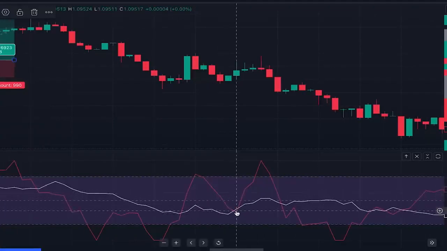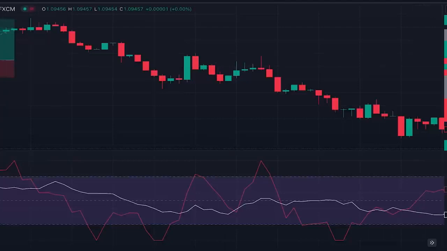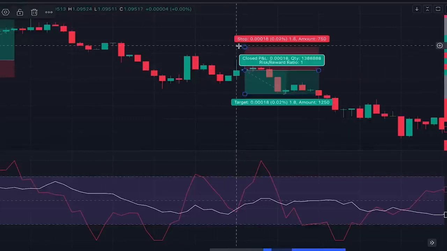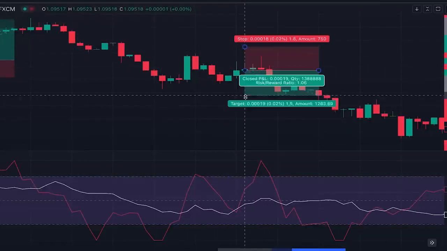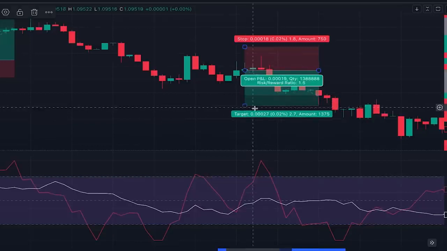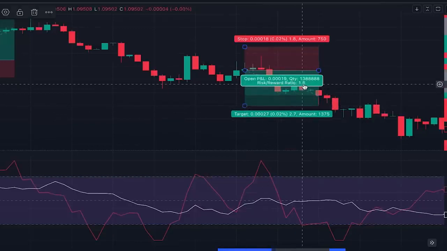One successful crossing we had here, so in practice we would enter a short position at this point when this new candle was closed, or here when this new candle was opened. The stop loss goes above the previous swing high, and this trade is also a profitable trade, as you can see, reaching our expected target of 1.5 risk to reward ratio.